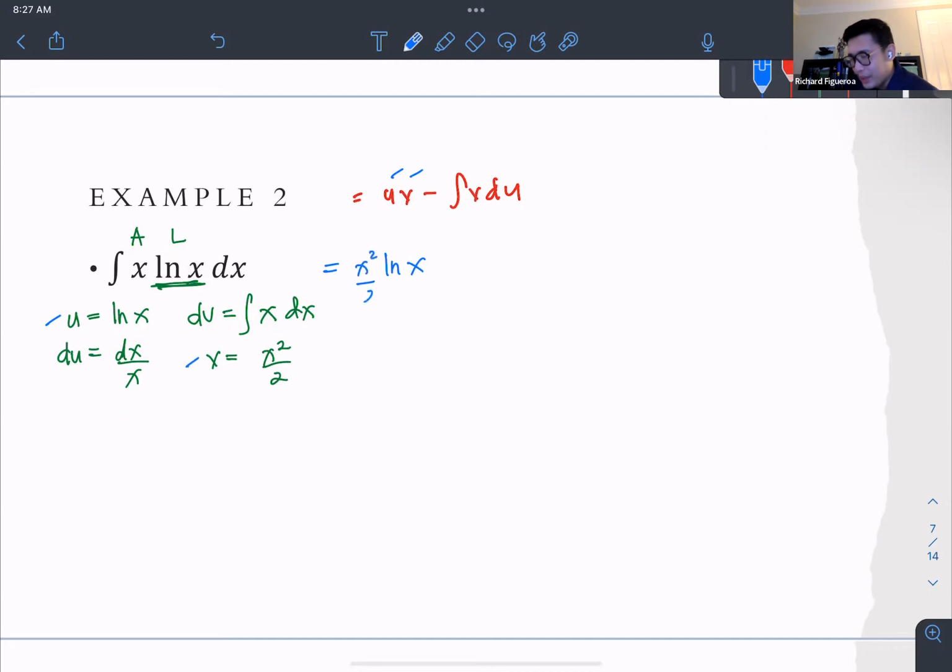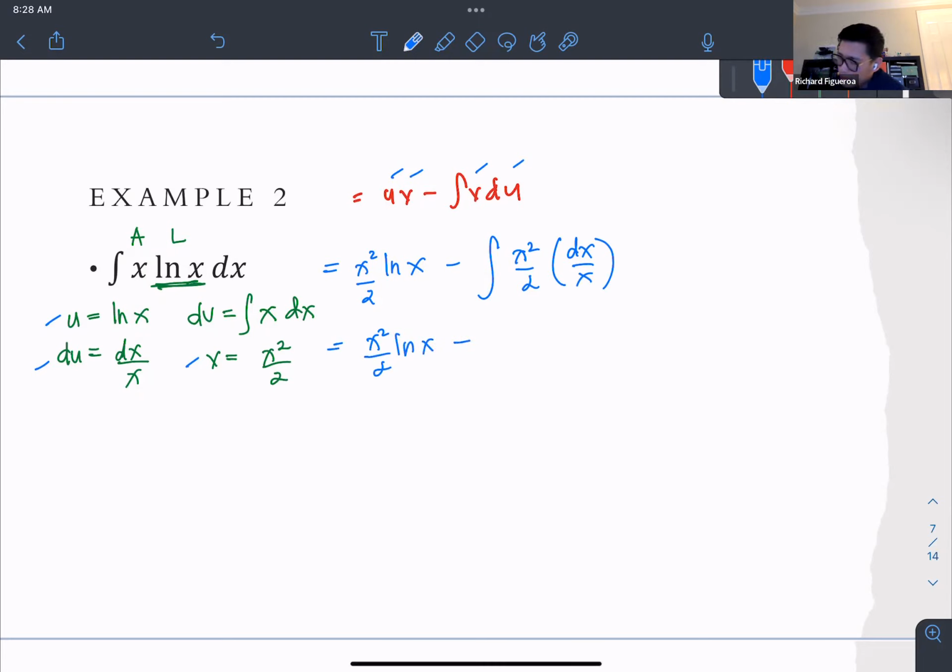Usually, nauna yung algebraic sa exponential pag sinusulat. So x squared all over 2 ln x, and minus the integral of v, so which is x squared all over 2. And then ang du natin, it's dx over x. So ayan, before we integrate that, so we multiply muna, no? So ilabas ko na yung 1/2 and the integral of x squared all over x, that is x dx, minus 1/2 x dx.